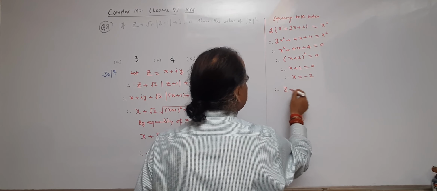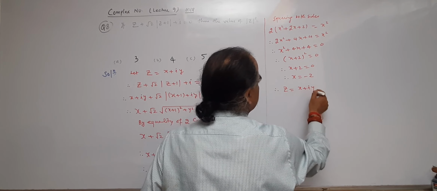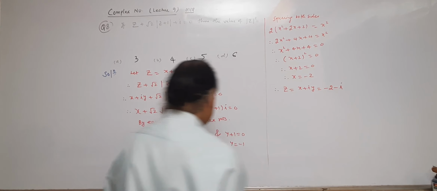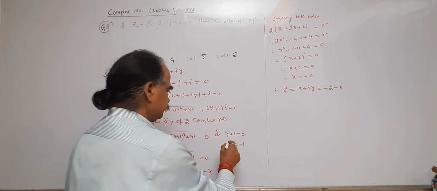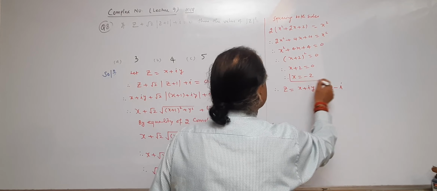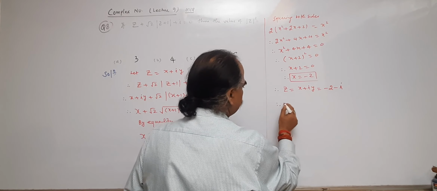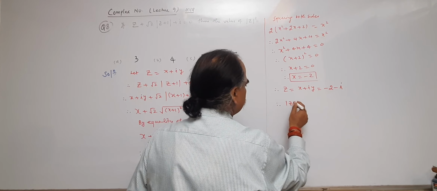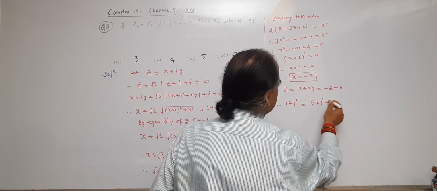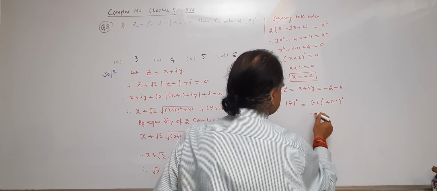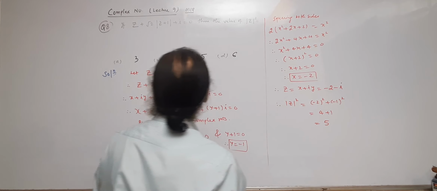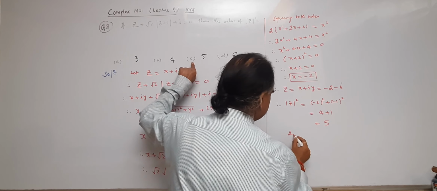Therefore z will become minus 2 minus i, because y is minus 1. Therefore mod z square will be what? Minus 2 square plus 4 plus 1, 5. So answer is C.